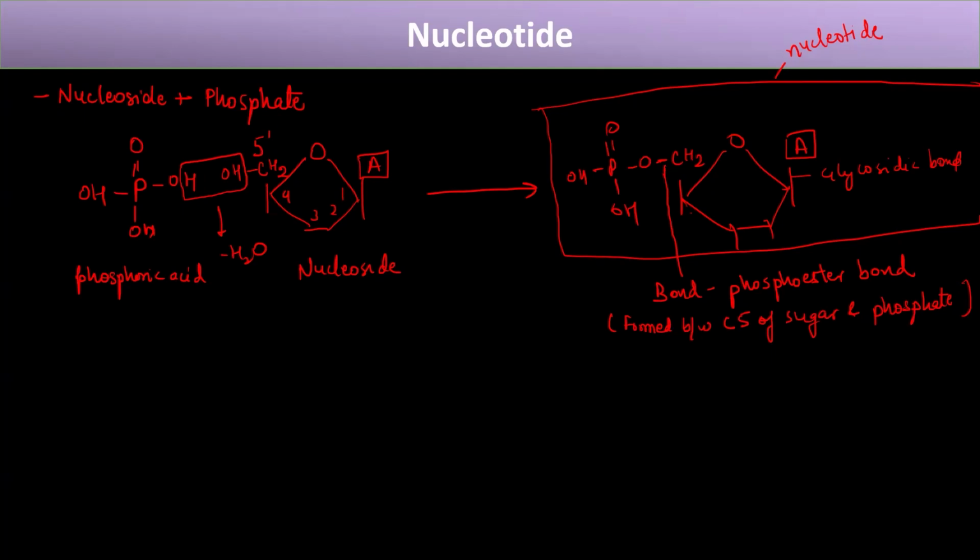Okay. Now, this structure that we are seeing, since it has only one phosphate, is known as monophosphate. So the name you can also write as nucleotide monophosphate, because it has only one phosphate. Okay, so it is nucleotide monophosphate.